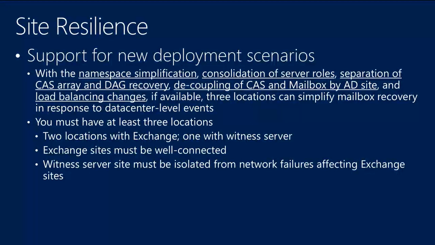But what it means is if you have a third location, a location where you could deploy a witness server for your DAG, that means if you lose either site, because of all the changes that we made in 2013, you can get automatic site failover for the DAG in this configuration. Now, of course, you have to have at least 3 locations. But I want to be clear about one thing in particular. No one is saying go out and get a third location so you can do this. Okay? The cost of goods are not worth it.